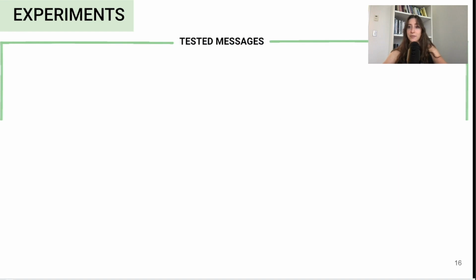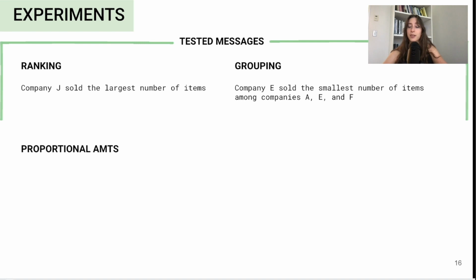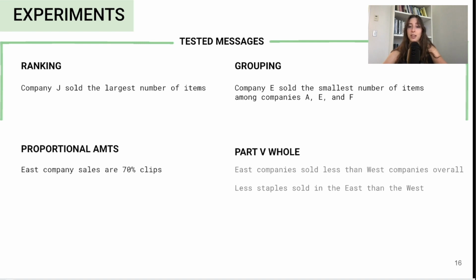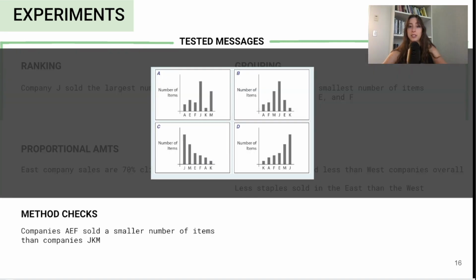We tested a wide range of messages, including those about ranking, those about grouping, those about proportions, and about part versus whole relationships. And we also tested some messages that were simply method checks. It's important that we get a signal from each stimulus that we test so we can make sure that participants aren't reporting one chart over and over again simply because they like it more. To combat this familiarity or preference bias, we crafted a couple messages that were designed to make sure that participants would choose a specific chart.